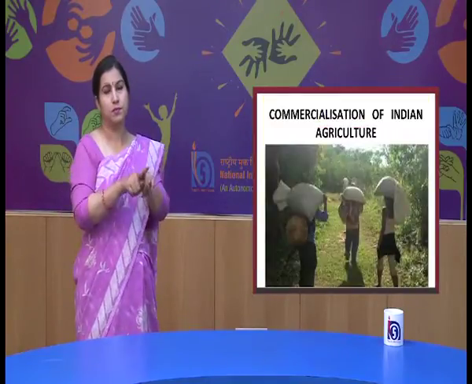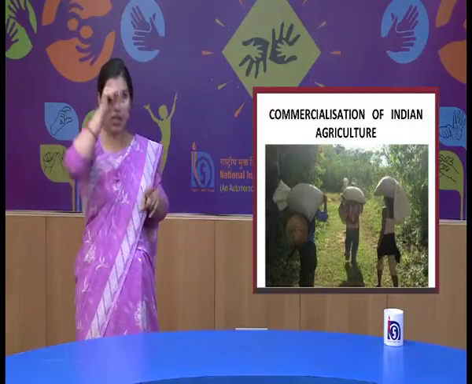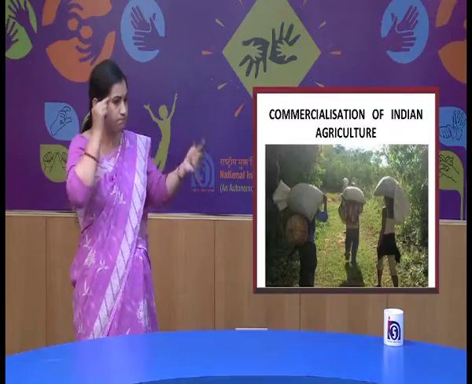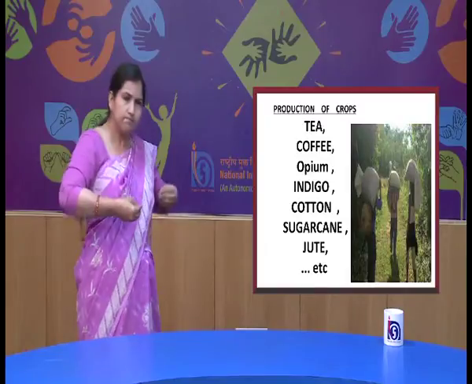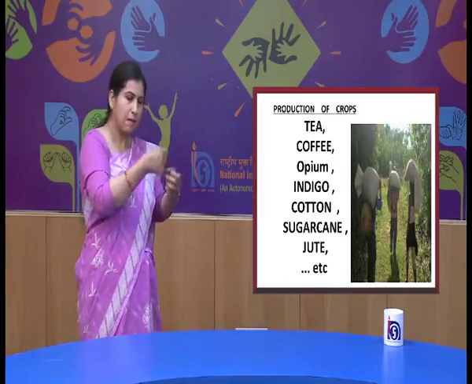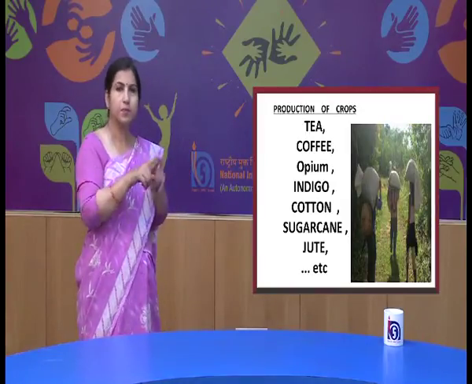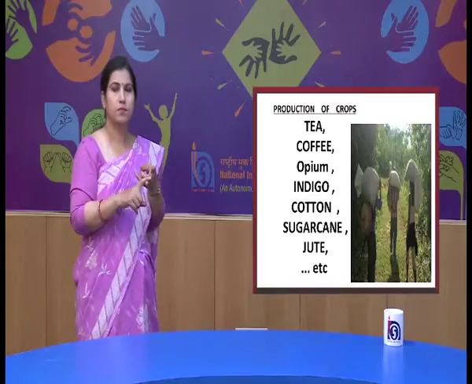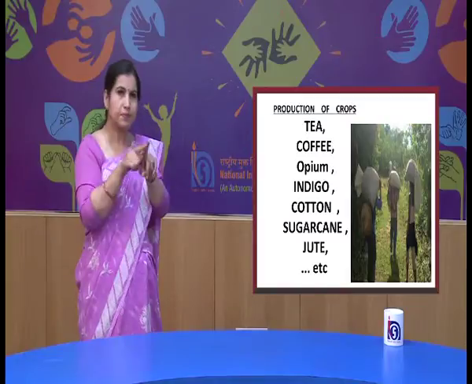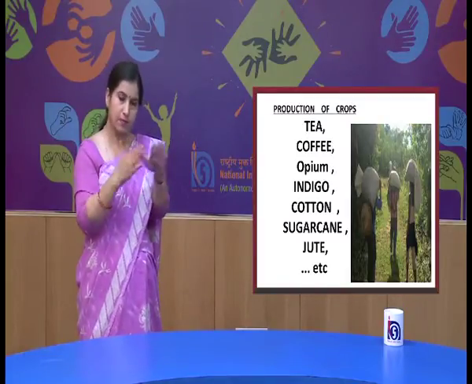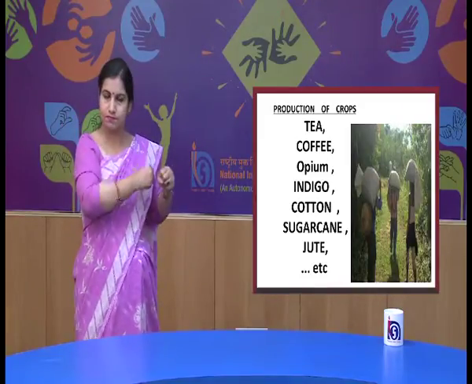The British economic policies led to the commercialization of Indian agriculture. Commercialization of agriculture means the production of commercial crops like tea, coffee, opium, indigo, cotton, sugarcane, jute, etc.